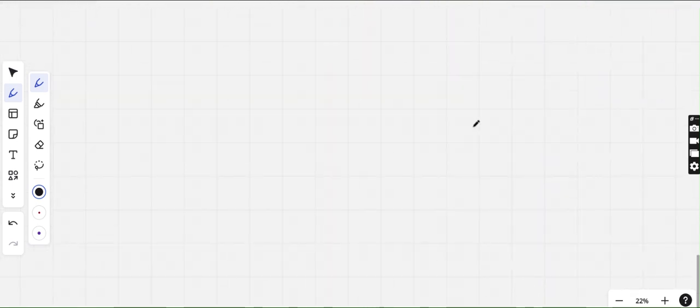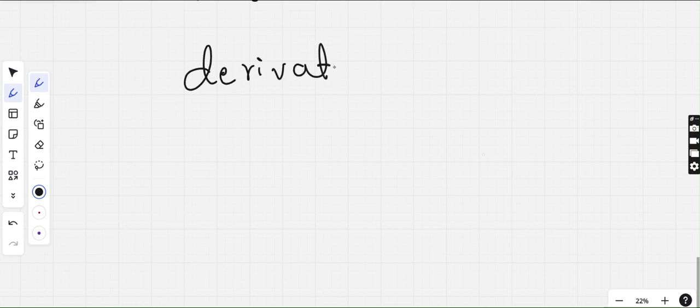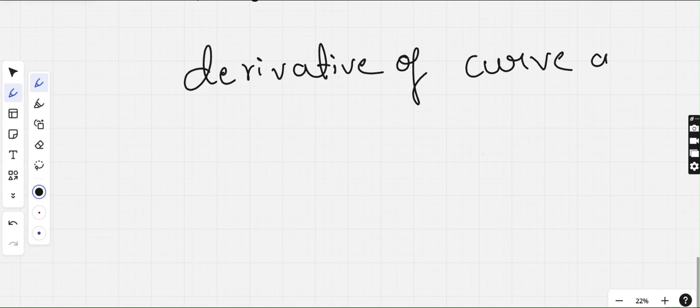With this information, we can move on to the next concept, which is differentiation. We call this the derivative of a curve at x equals some constant.